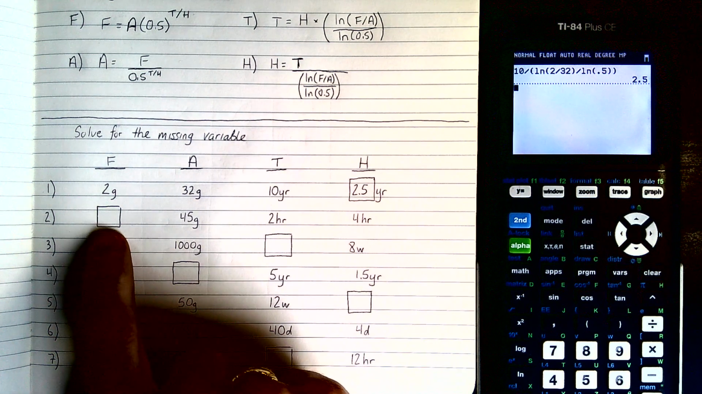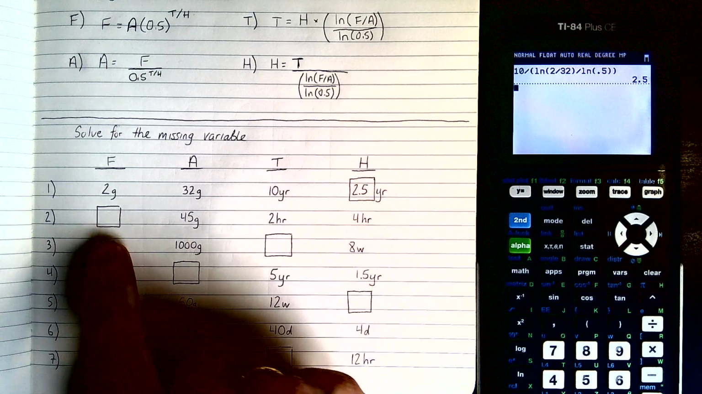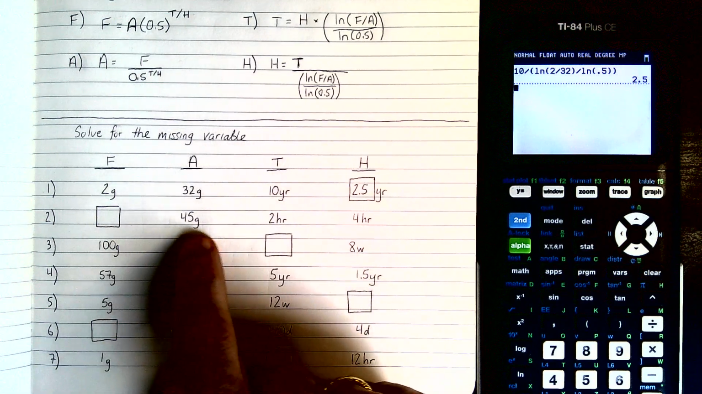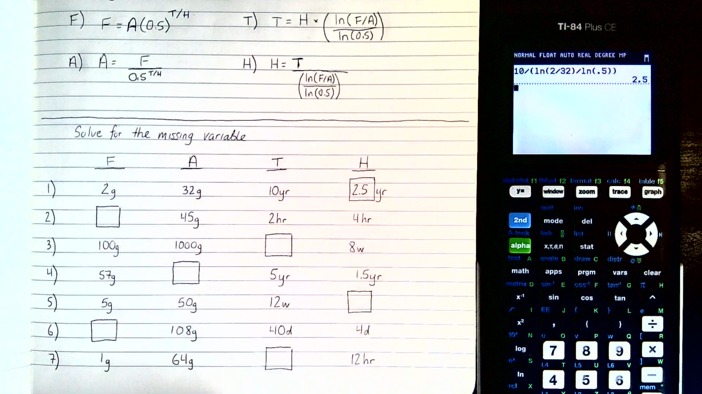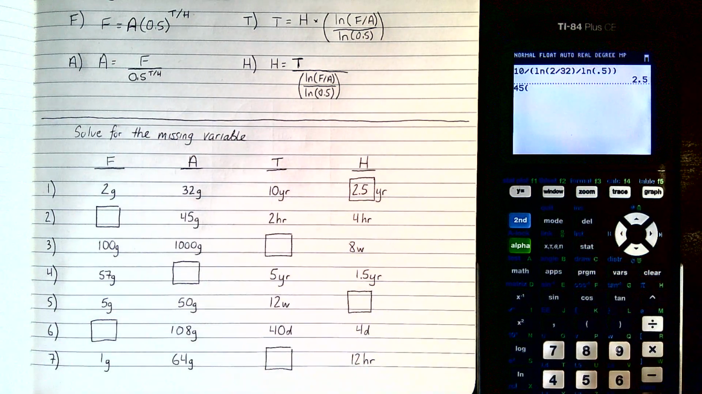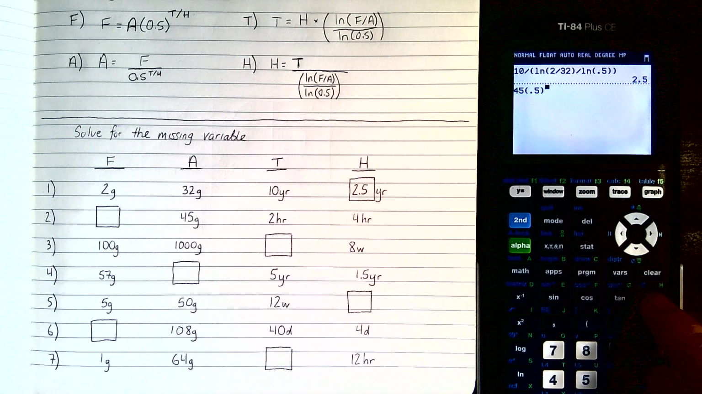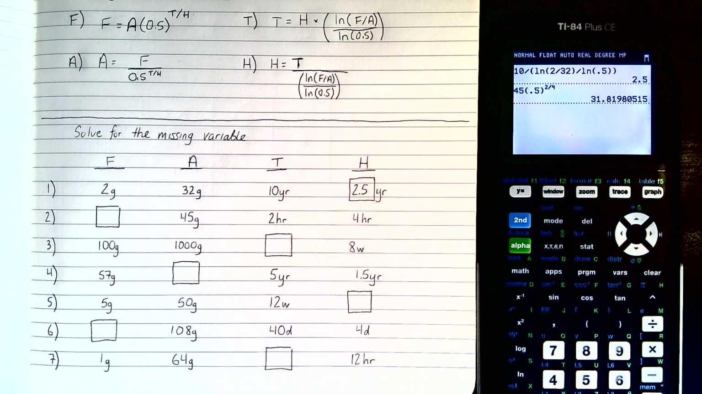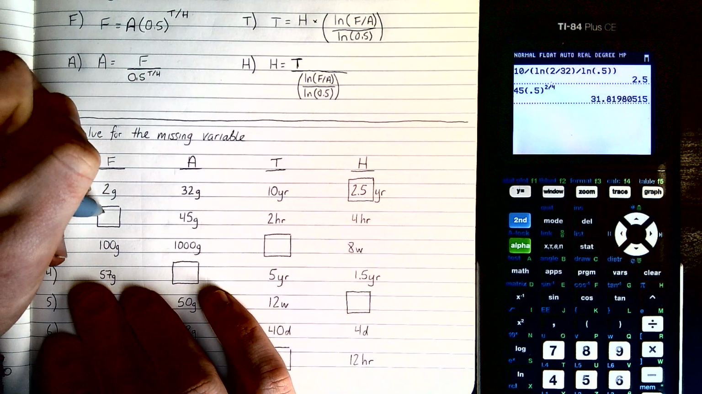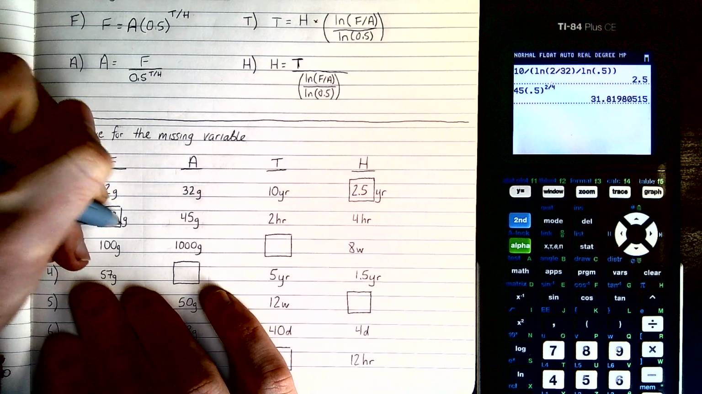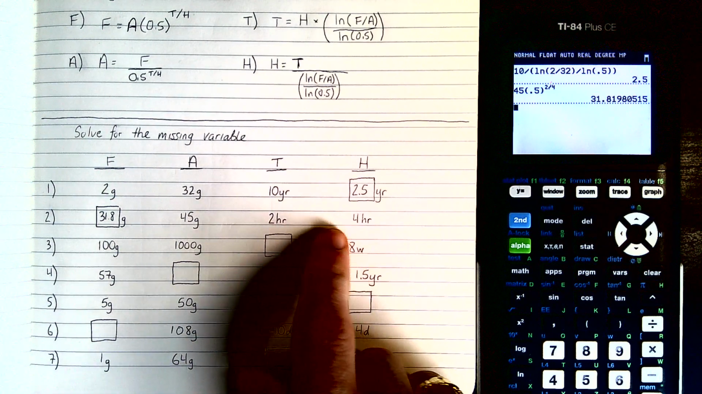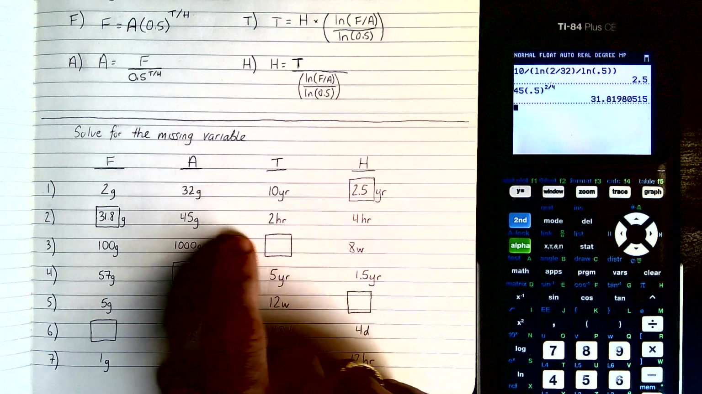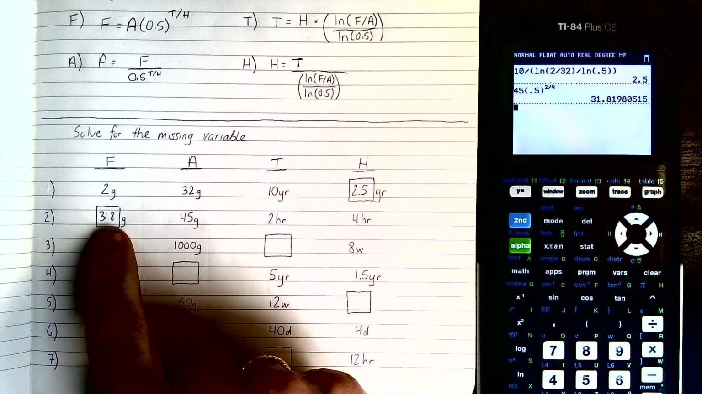Now, for this next one, we don't know what F is, the final amount, but we do have all the rest. And this one we can plug in using our F equals equation. 45 times 0.5 to the, in this case, 2 divided by 4. And we get 31.8 grams. Notice here that not a whole half-life has gone by. So we don't go down by half, we go down by a fraction of that.